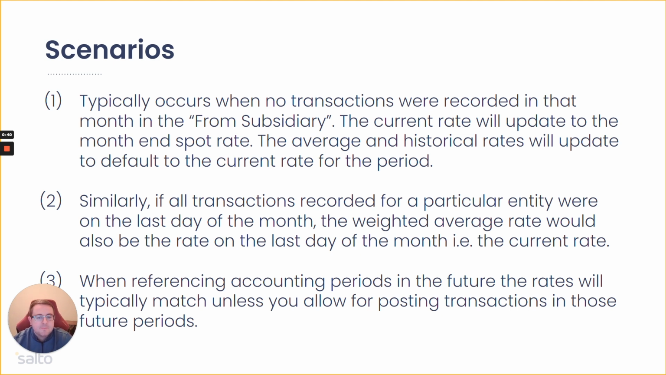So NetSuite will make sure that those rates are always aligned if there are no transactions recorded in that accounting period. The second scenario would be if all transactions recorded for a given subsidiary and given accounting period are all posted on the last day of the month. In other words, if you were to perform the weighted average calculation of all of those transactions and corresponding rates, you would arrive back at the current rate because all transactions were recorded on the last day of the month.